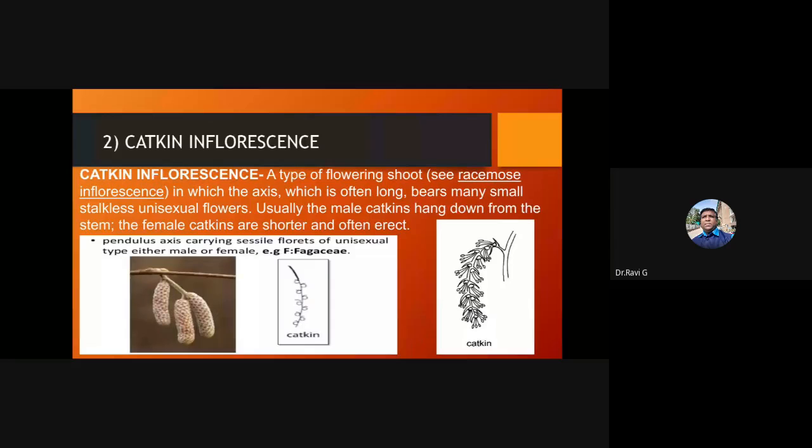Secondly, the catkin inflorescence, a type of flowering shoot, a racemose inflorescence, in which the axis, which is often long, bears many small stalkless unisexual flowers. Usually the male catkins hang down from the stem and the female catkins are shorter and often erect. Pendulous axis carrying sessile florets of unisexual type, either male or female. Example, Fabaceae.